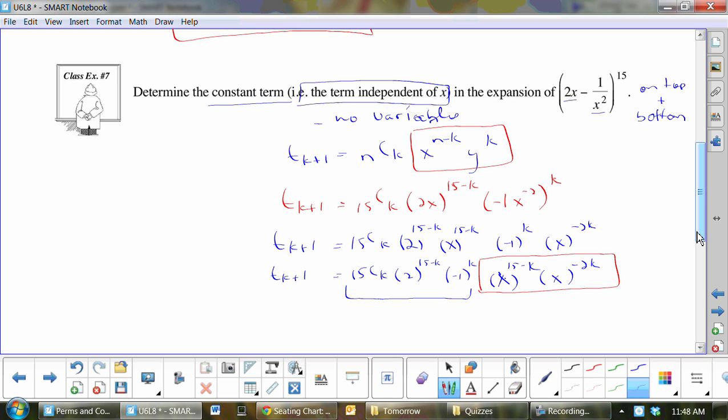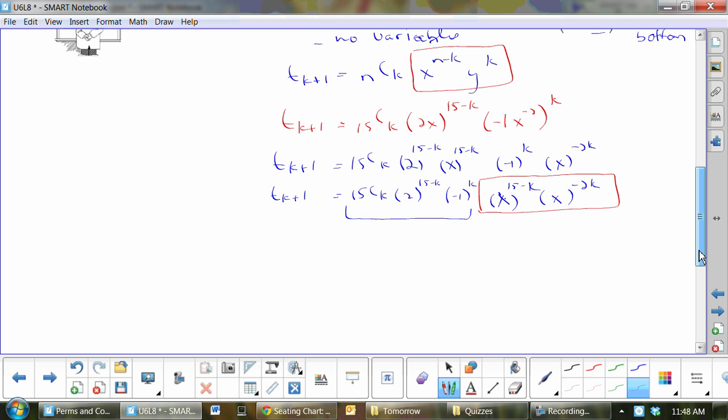Some k has to go in there so that they destroy each other. And then I get a constant because look, there's no x's left. So what k would actually work in there to make them all go away? And all go away would mean x to the 0. What do you get, Jamie? K equal 5?